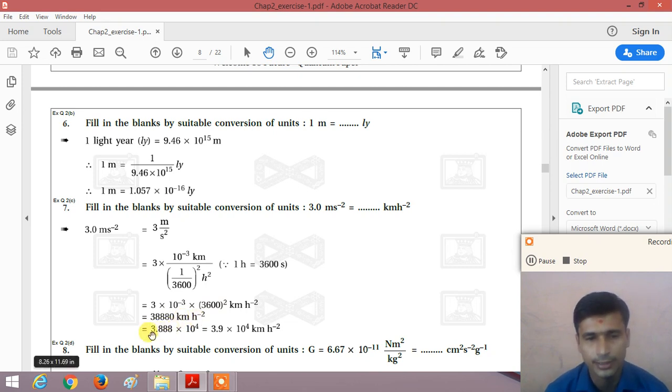So that is 3.88 into 10 raised to 4 kilometer per hour square. If you round off to 2 significant figures, because in this question 3.0 meter per second square has two significant figures, we get the answer 3.9 into 10 raised to 4 kilometer per hour square.